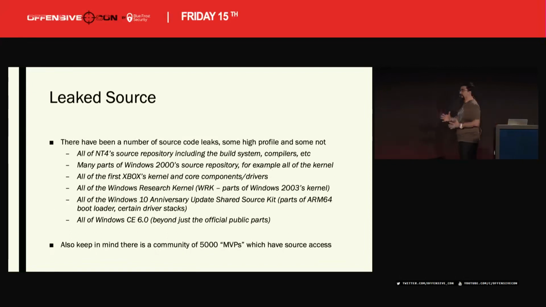Now, there's also leaked source code, right? So there have been various source code leaks. All of the NT4 source repository leaked many, many years ago. The build system, the compilers, you can basically build NT4 from source. Parts of Windows 2000 have leaked. Xbox, the first Xbox, not the Xbox One, the first Xbox, its entire kernel and NVIDIA GPU driver leaked. The Windows Research Kernel, which is Microsoft's Server 2003 kernel for academic purposes, is on GitHub. As of today, you can go on GitHub, which is a Microsoft site, and look at the leaked source code of that. All of the Windows 10 Anniversary Update shared source kit, which contains the ARM64 bootloader, leaked on various forums. All of Windows CE 6.0 leaked.